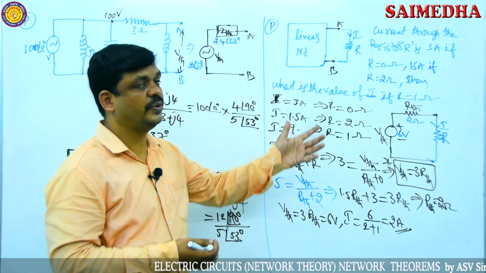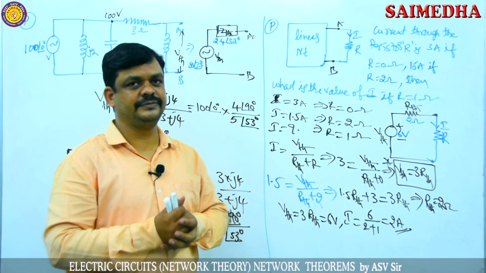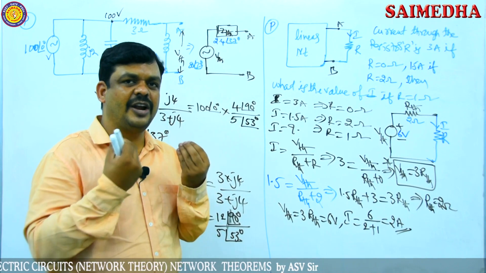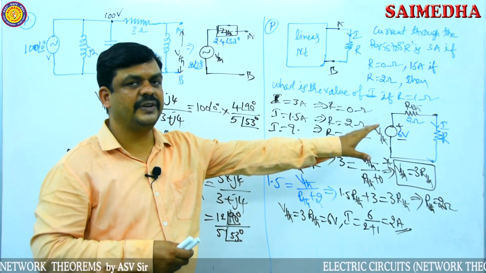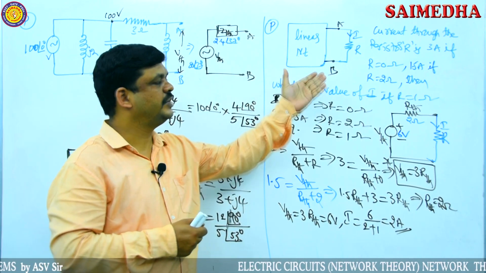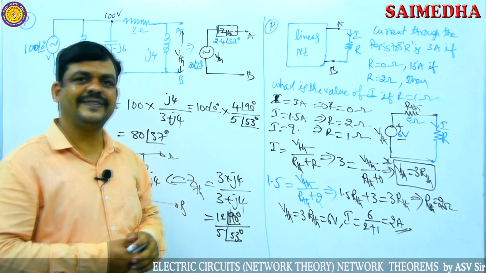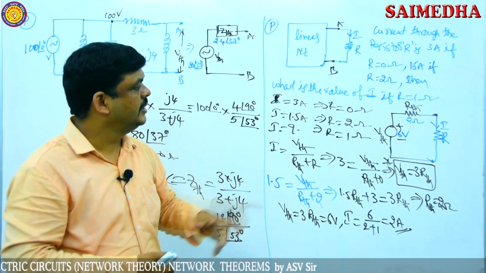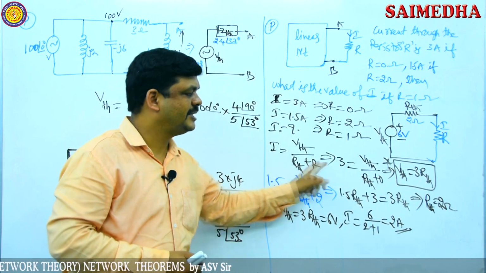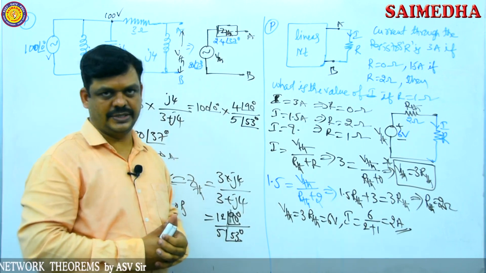This is a different-method question. Here the network is not given. The network's internal elements are not given. We just have to assume the complete network is replaced with Thevenin's equivalent circuit, then substitute the given conditions. According to the given conditions, current through one element is given for different values of the resistor. Then I wrote like this here, substitute in that, and you will get the answer.